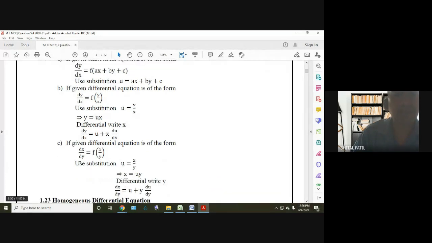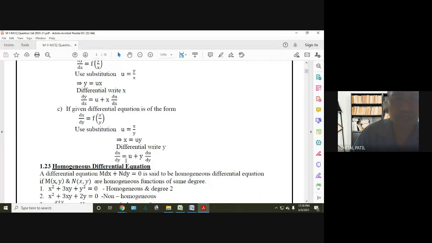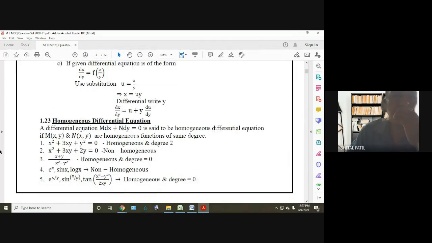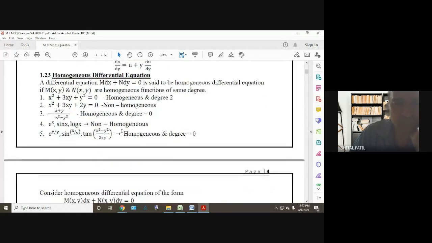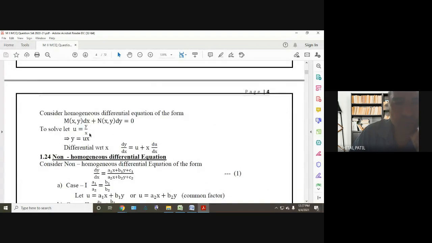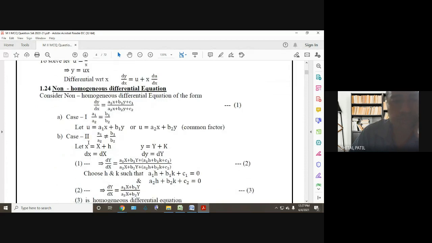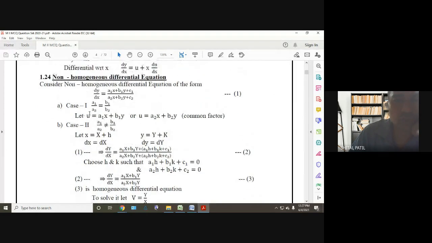It is true for dx by dy equal to f of x by y: substitute u equal to x by y. Now differentiate with respect to y, since y is in the denominator of the derivative. A homogeneous differential equation is one where the degree of m and n is equal. And how do we solve a homogeneous differential equation? We substitute u equal to y by x. Those who want to go through the non-homogeneous differential equation can go through this part.